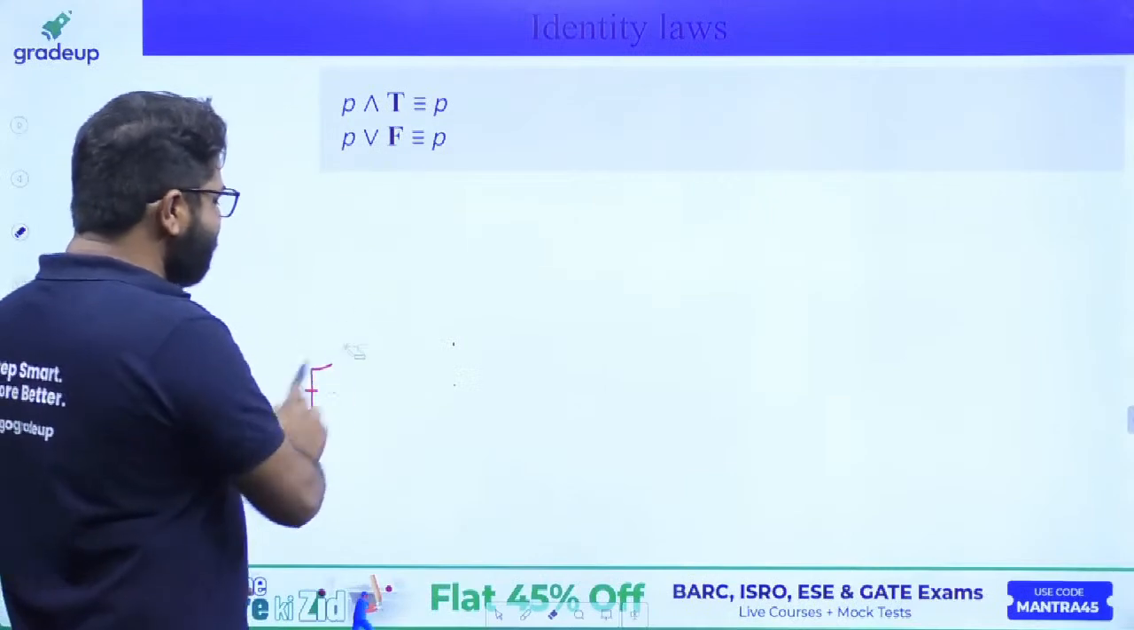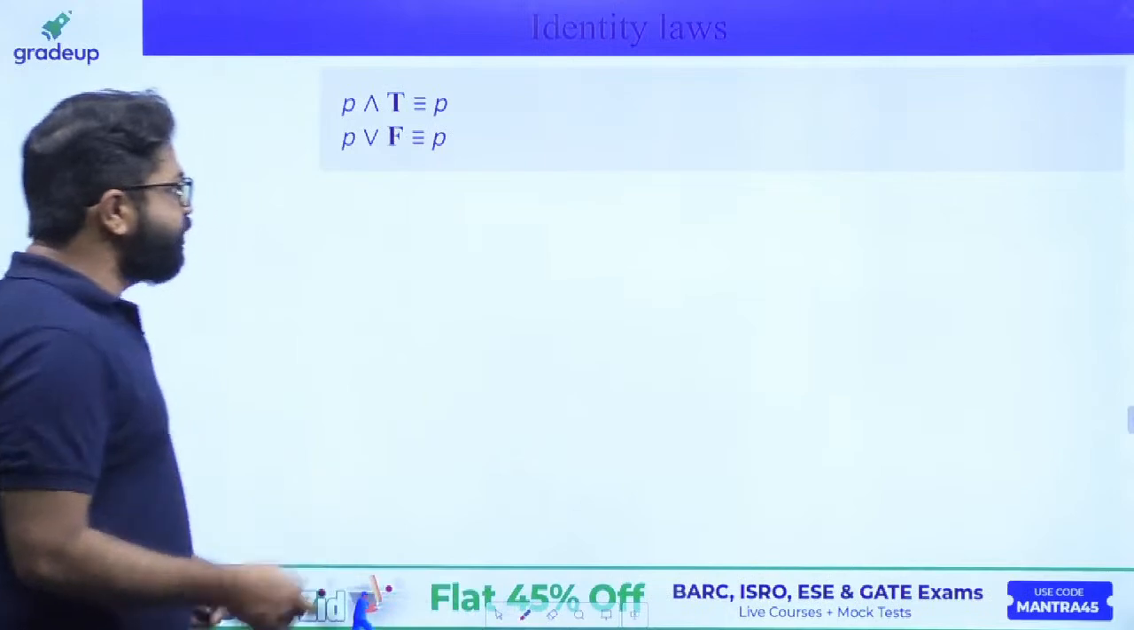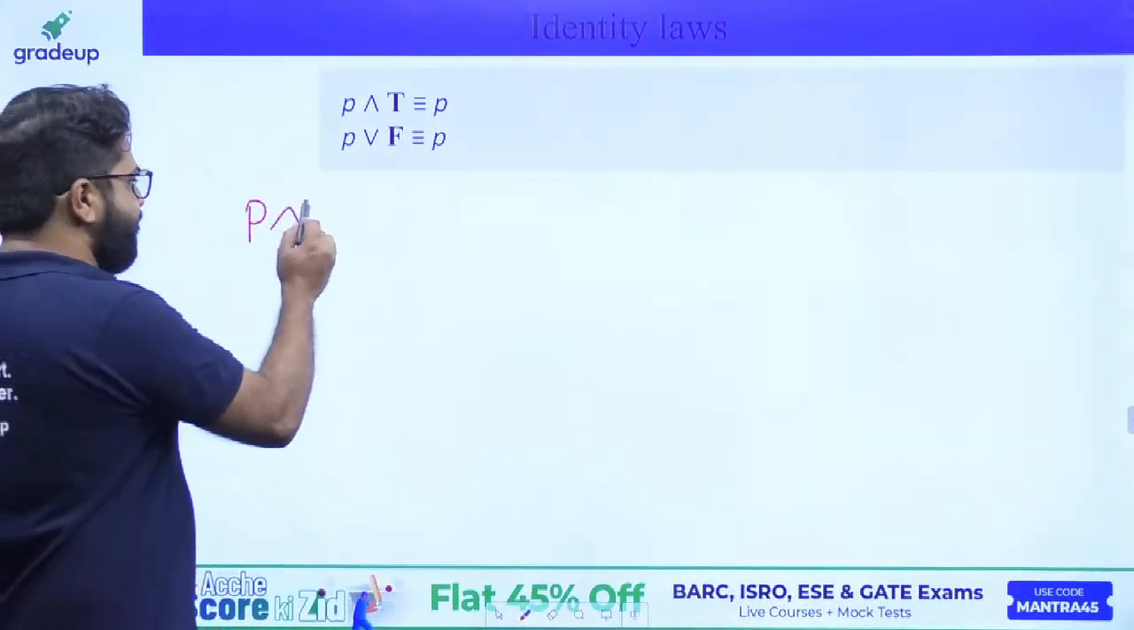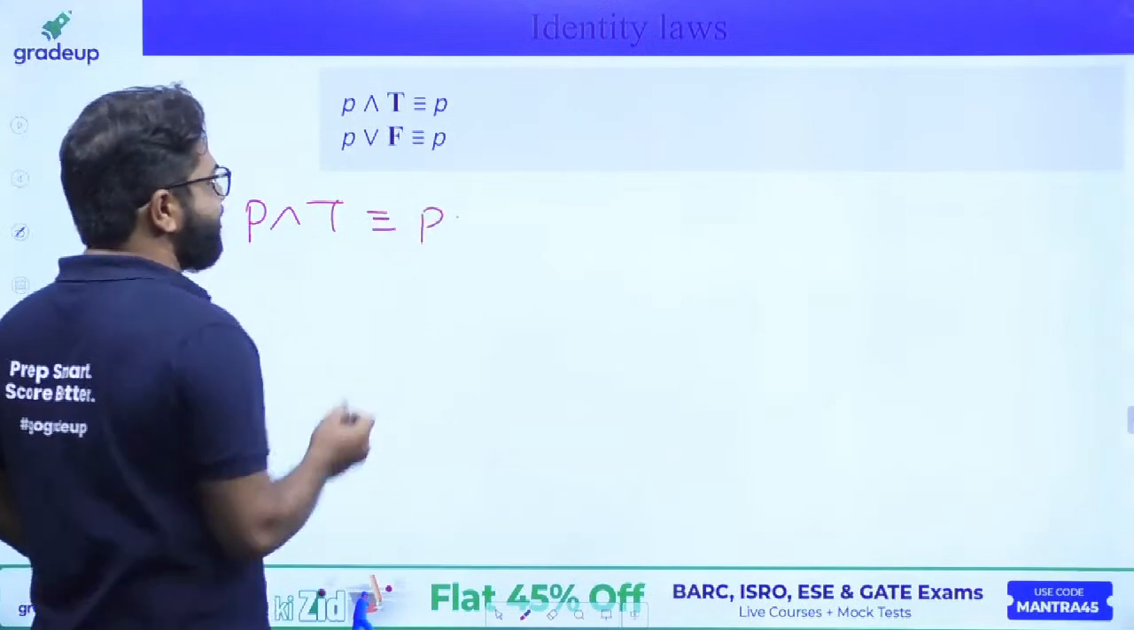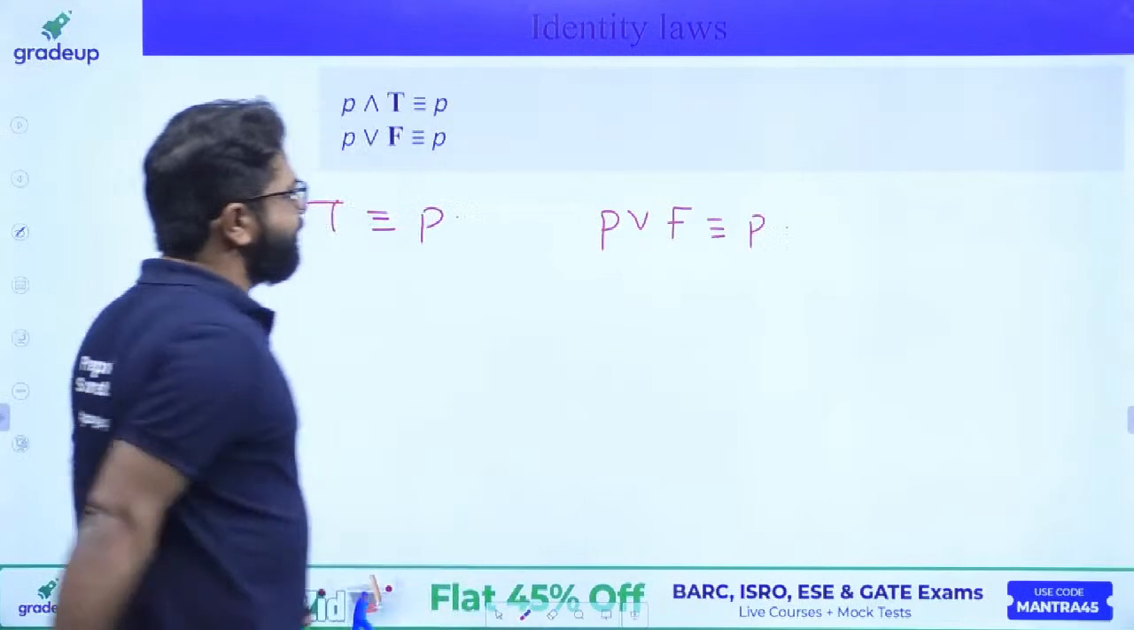So I never suggest anyone to remember each and every formula. Always try to derive the formula. See, here they have told that P and true is logically equivalent to P, and here you will be getting P or false, that is also logically equivalent to P.